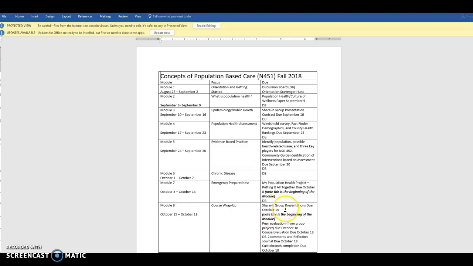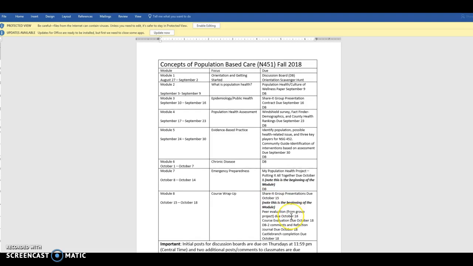Your Share It presentation, which is your group presentation, will also be due at the beginning of the module. So that'll be due October 15th, and you're going to post it in the discussion board. There's also a peer evaluation that you're going to be turning in. That's due on October 18th. This gives you the opportunity to provide feedback about the peers that you've worked with. Your peers will not know what you said in your evaluation of them. I keep it completely anonymous.